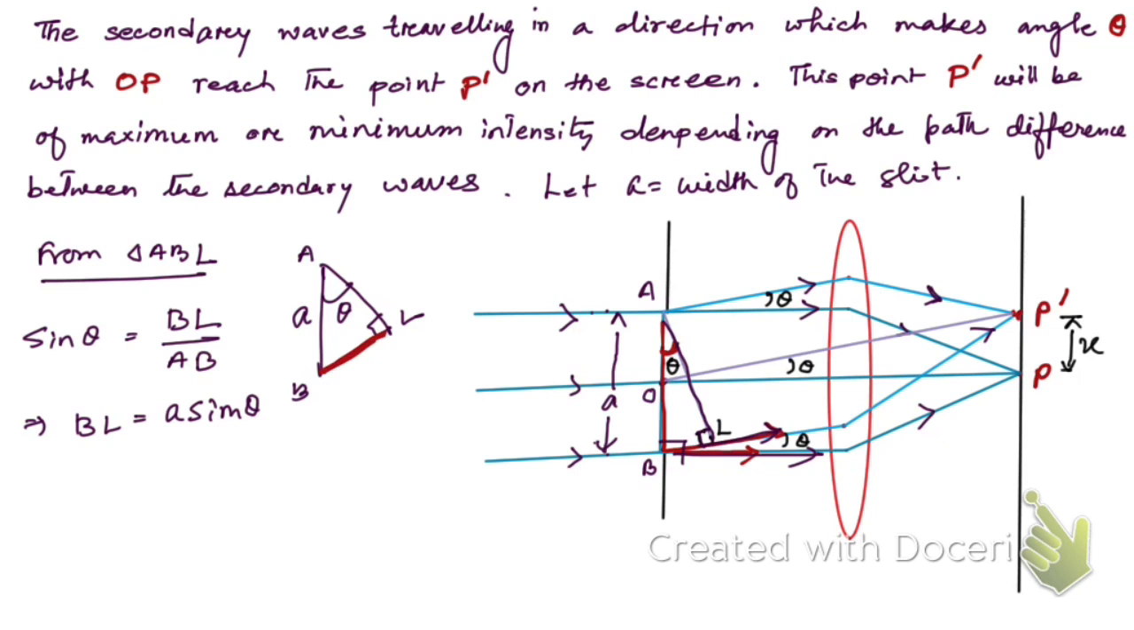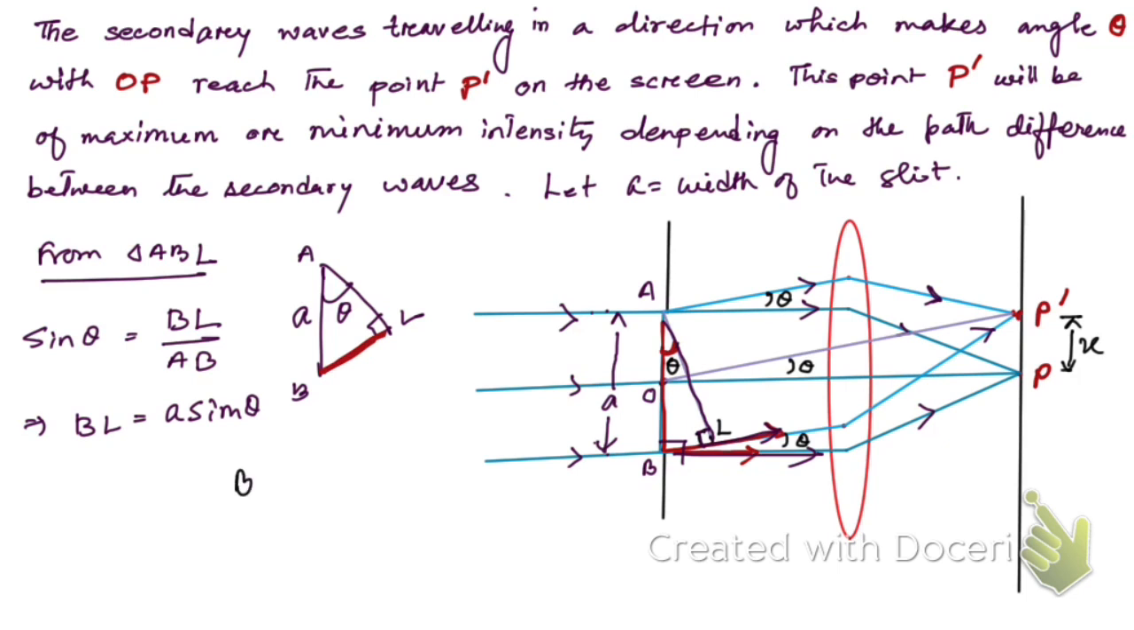so we can say that we're gonna get the bright fringe if the path difference between the waves originating from A and from B is lambda. Either lambda, it may be 2 lambda, it may be 3 lambda, and so on. Okay, so not only lambda. That means an integral multiple of lambda for the bright fringe.